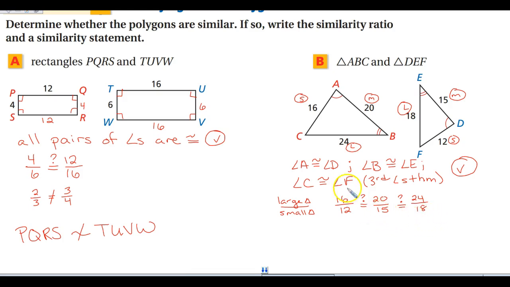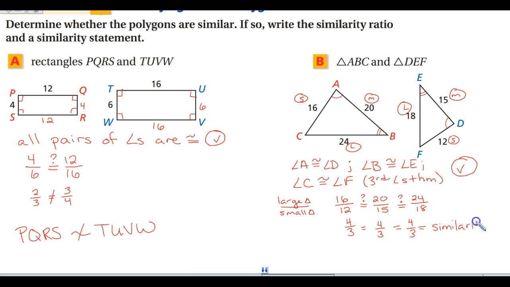So 16 over 12 is going to reduce to 4/3. 20 over 15 is going to reduce to 4/3. And 24 over 18 is also going to reduce to 4/3. Because they all reduce to 4/3, 4/3 is going to be my similarity ratio.